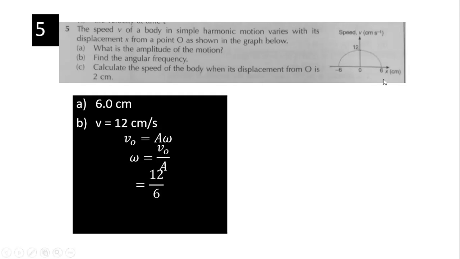Calculate the speed of the body when the displacement from O is 2 cm. Right? 2 cm will be somewhere there. So you have to calculate. This one you have to memorize the formula. What formula to use?